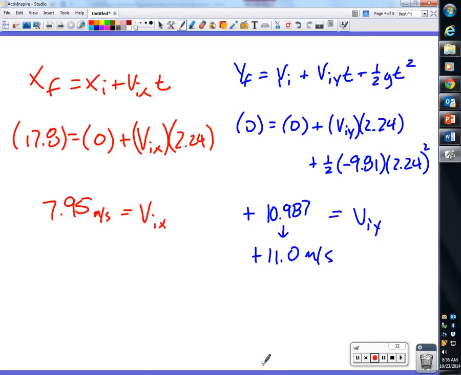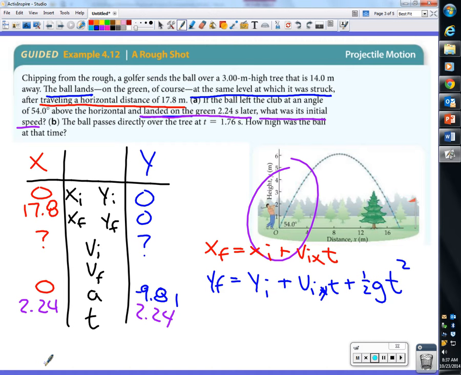But what did this problem ask us for? The initial speed, right? This is the initial speed on the x-axis. This is the initial speed on the y-axis. But to find the initial speed, we need to find the hypotenuse, or find the resultant, right? There's an initial speed on the x and the initial speed on the y. But going back to this picture, when the guy hits the golf ball, it only goes one way. There's one path that the golf ball takes.